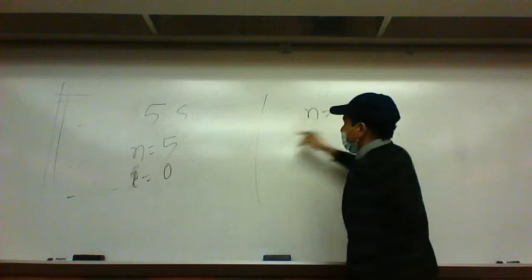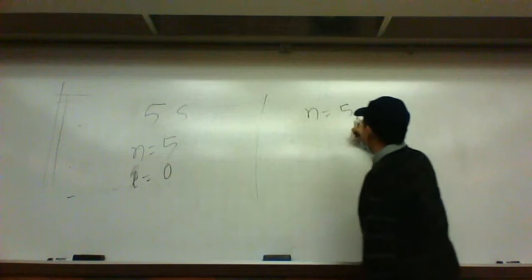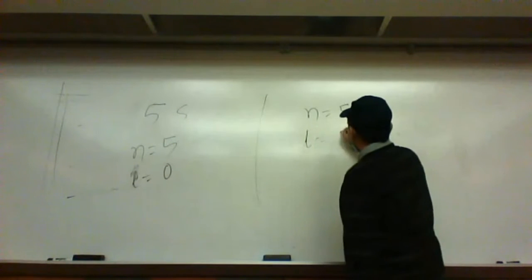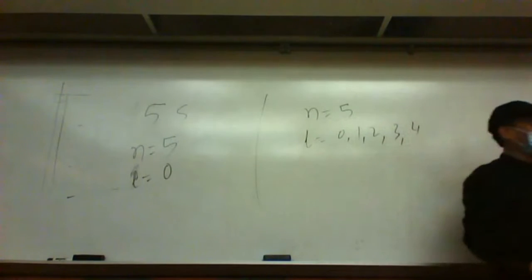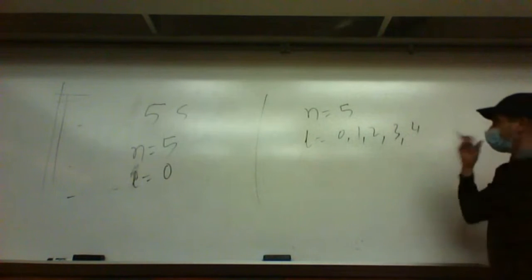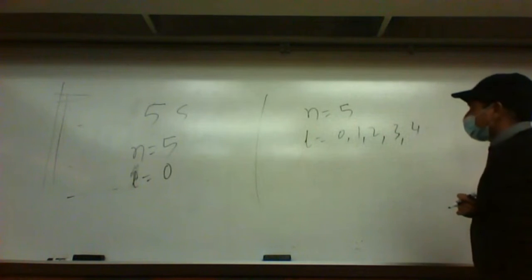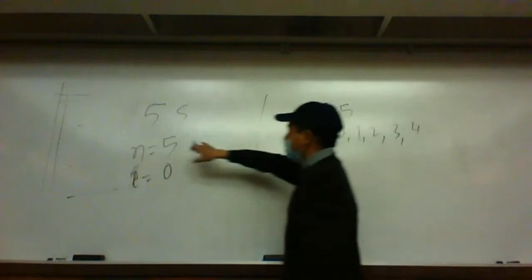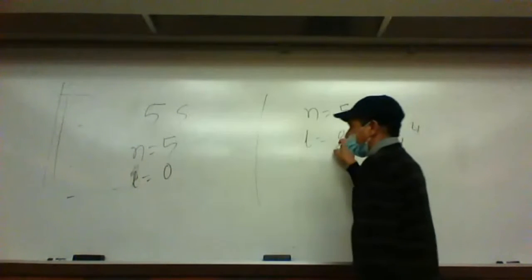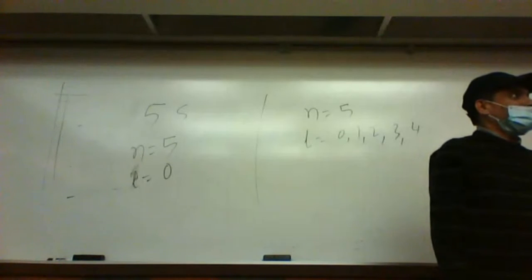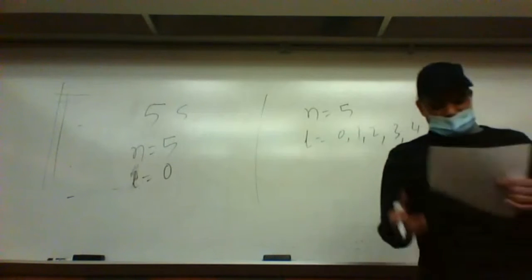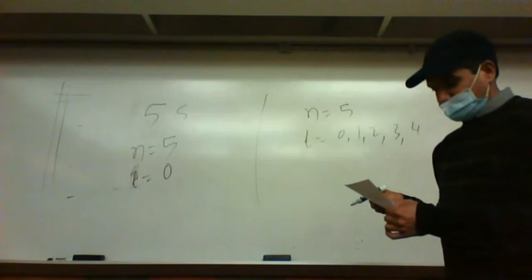So n equals 5 is given in the problem. This is the rule: n equals 5, l equals 0, 1, 2, 3, 4. I cannot write up to 5, I can only go up to 4 for l. Now, do I have n equals 5 here? Yes, I have n equals 5. Do I have l equals 0? Yes. Both ways we have the number, right? So that means it exists. Good.